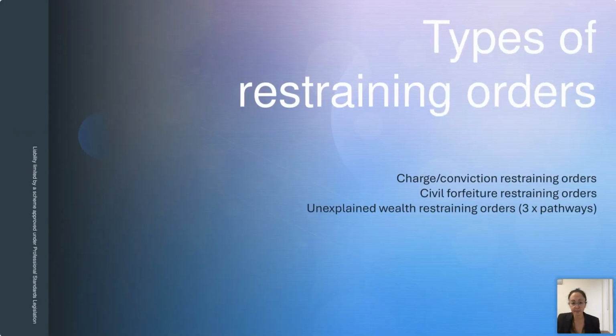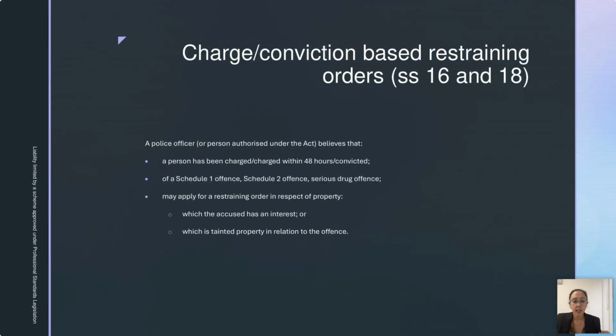Types of restraining orders. Really, there are three regimes: charge-based regime, civil forfeiture-based regime, and the unexplained wealth regime. Charge conviction-based restraining orders, from my experience, seem to be the majority of restraining orders, and potentially the easiest. I say easiest because usually it's made out on exhibiting and having knowledge of certain charges plus an interest in property or tainted property.